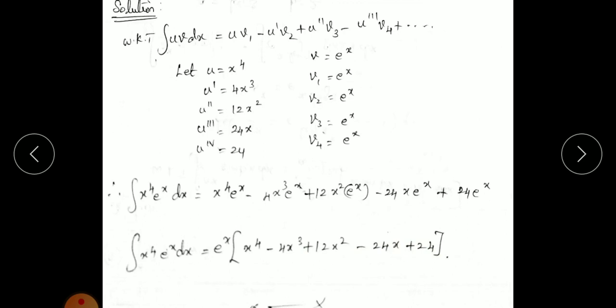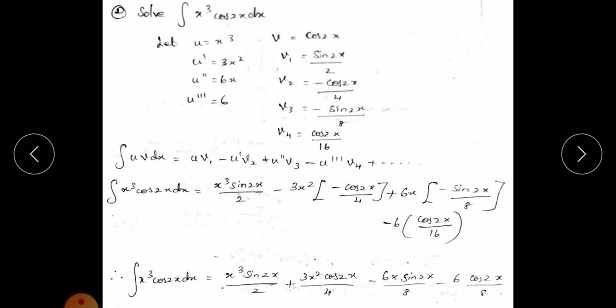So whatever the problem may be, if you want to convert it into the u dv method, or if it is in the format of u v dx, then you have to use Bernoulli's formula for that problem.